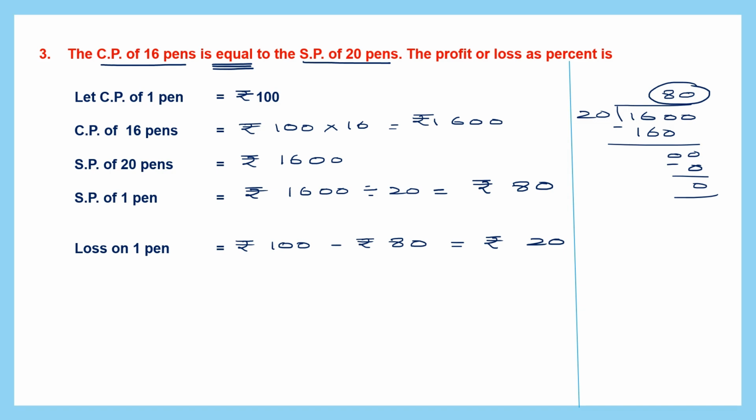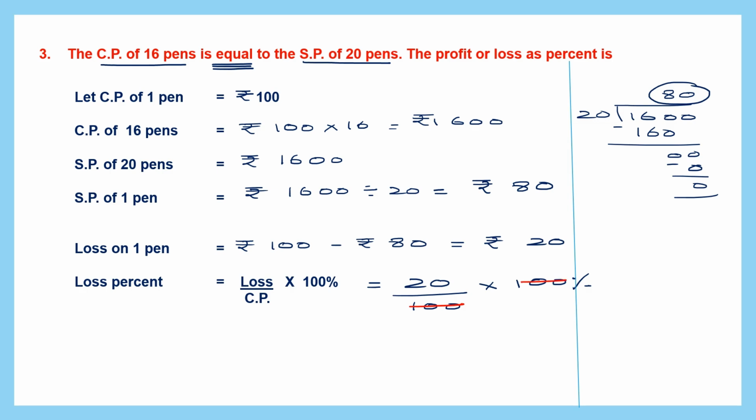So now we have to find the loss percent. To find the loss percent, we say loss divided by cost price into 100%. So the loss is 20 rupees, the cost price is 100 rupees, and we multiply by 100%. Now we can cancel this 100 and this 100. So what is left is 20%. So this is our answer. So this is a loss, isn't it? So this is the loss percent and that is option 1, 20% loss.